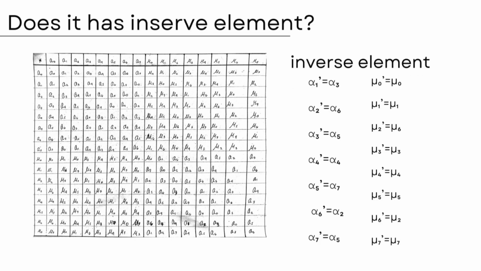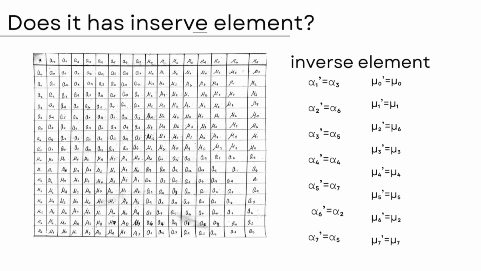So as you can see on the table, the inverse of alpha sub 1 is alpha sub 3. The inverse of alpha sub 2 is alpha sub 6. The inverse of alpha sub 3 is alpha sub 5. Alpha sub 4 is alpha sub 4. Alpha sub 5 is alpha sub 7. And the inverse of alpha sub 6 is alpha sub 2. And the inverse of alpha 7 is alpha sub 5.